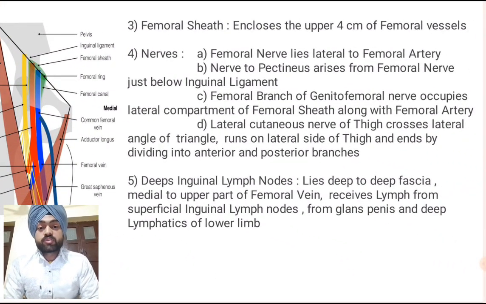Nerves. The femoral nerve lies lateral to the femoral artery. The femoral vein lies medial to the femoral artery. Now remember this in your mind. The femoral vein lies medial to the femoral artery. The femoral nerve lies lateral to the femoral artery.